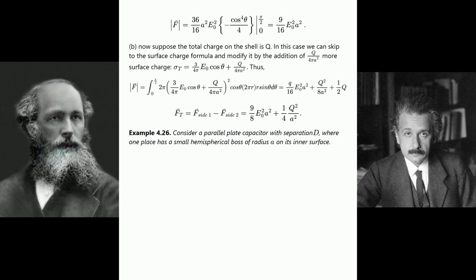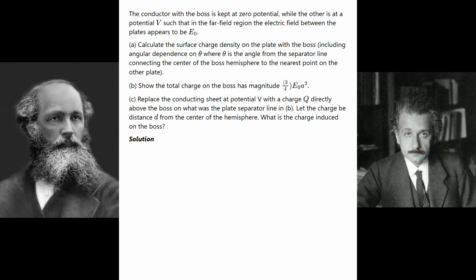Consider a parallel plate capacitor with separation d, where one plate has a small hemispherical boss of radius a on its inner surface. The conductor with the boss is kept at zero potential, while the other is at a potential V such that in the far field region the electric field between the plates appears to be E sub 0. A. Calculate the surface charge density on the plate with the boss, including angular dependence on theta, where theta is the angle from the separator line connecting the center of the boss hemisphere to the nearest point on the other plate. B. Show the total charge on the boss has magnitude 3 over 4 E sub 0 a squared.